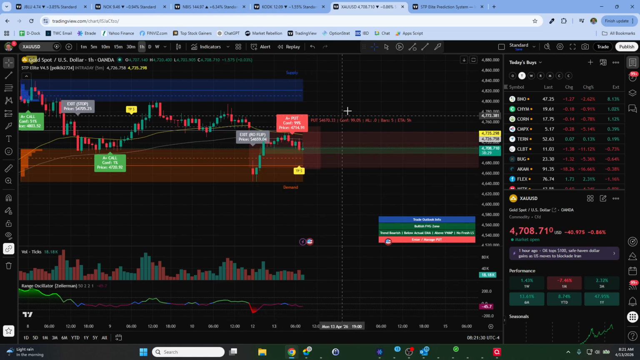Again, could this go up? Yes. Could it go down? Yes. You don't really know. The system does its best to predict that. And right now you can see here on the hour, it still says manage your put. You should be in a put. The trend is bearish. You're below your EMAs, you're above VWAP, and there's no fresh liquidity sweeps.